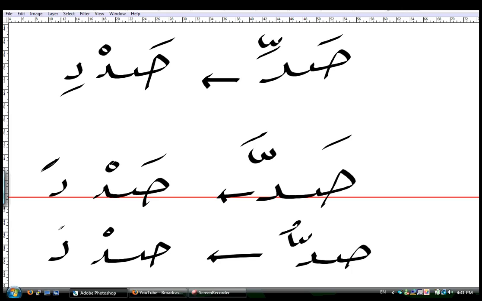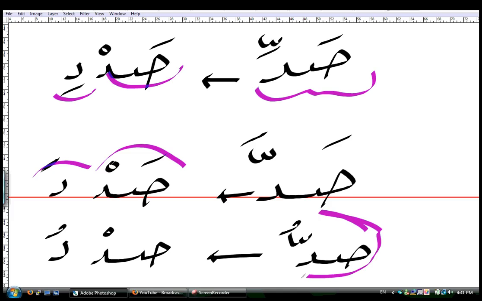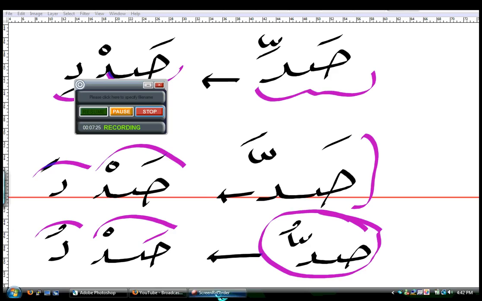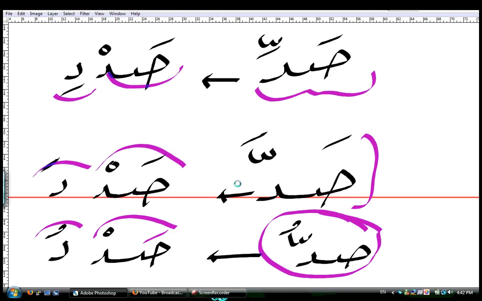Please excuse my handwriting. I'm trying to keep this under 10 minutes. Anyway, if we want to pronounce this one, it's saddi. What about this one? This one would be sadda. And this one would be saddu. Saddi, sadda, saddu. Okay. I guess I'll take one more example before I go.